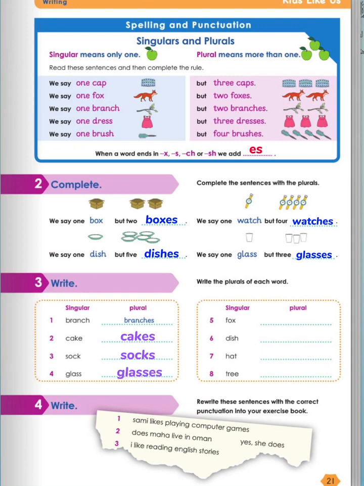5. Fox becomes foxes. 6. Dish becomes dishes. 7. Hat becomes hats. And the final one, 8. Tree becomes trees. Excellent. Number 4, you will do this alone in your notebook. Rewrite the sentence with the correct punctuation into your exercise book.